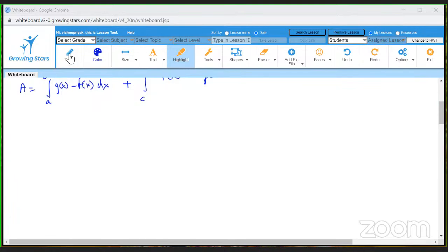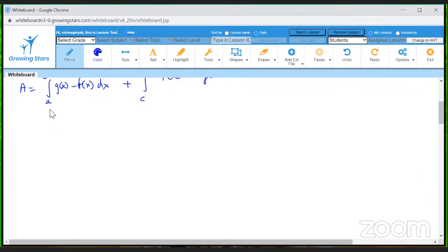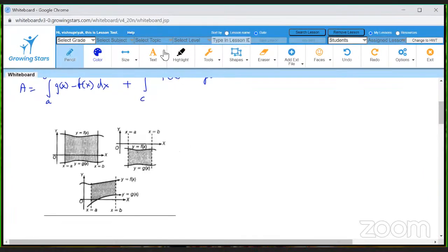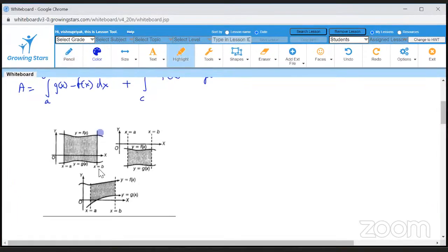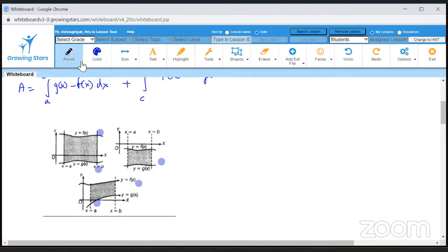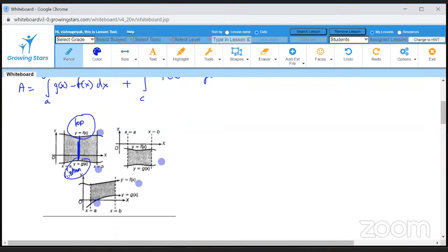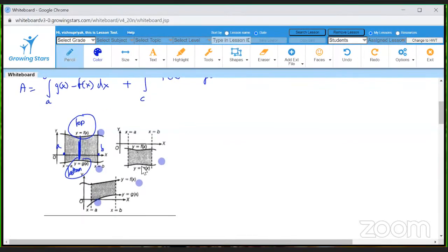If you remember this, top minus bottom, right minus left, you need not see where the graph is. The graph can be half up, half down, completely down, completely up, or a little up, little down. You need not see all that. What you have to see, draw a line. Top is f of x, bottom is g of x, bounds are a to b on the x-axis.